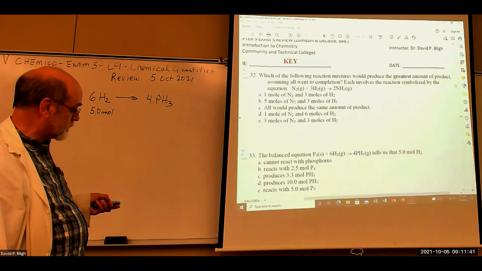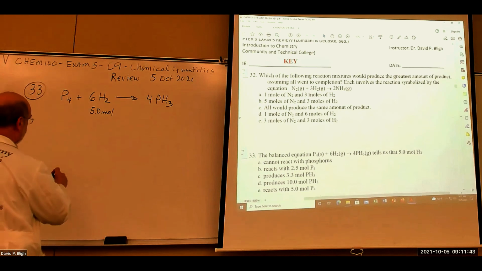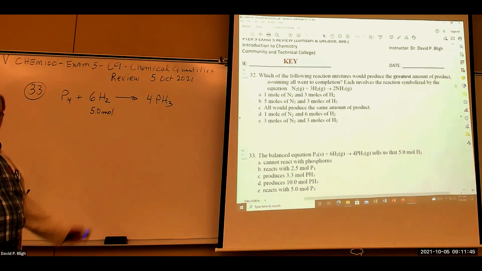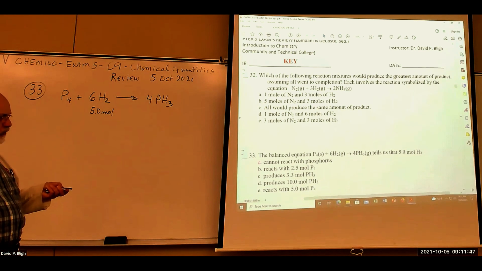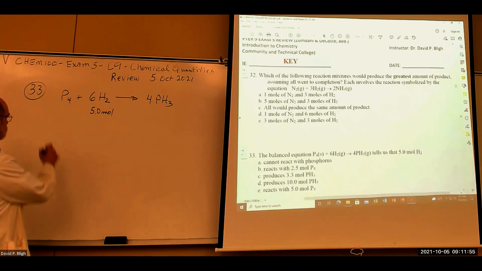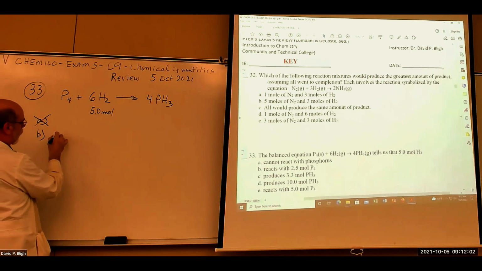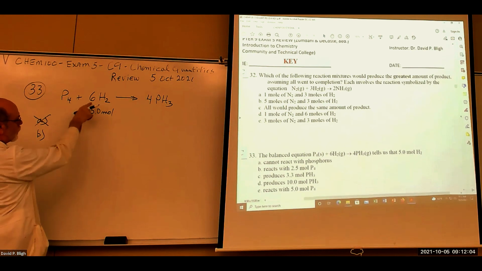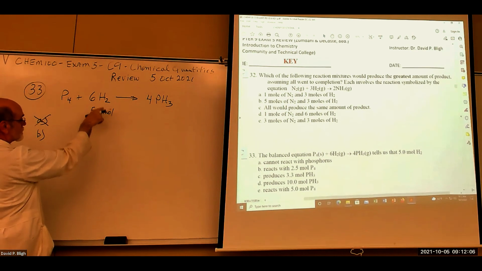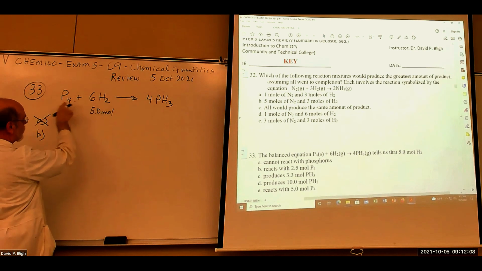Well, to answer this question, A is just dumb. It will react because we've got a balanced equation for it. Cannot react with phosphorus? No, it will. So A is just dumb. B, how many moles of P4 will that react with? Well, 6 of these for every one of those.